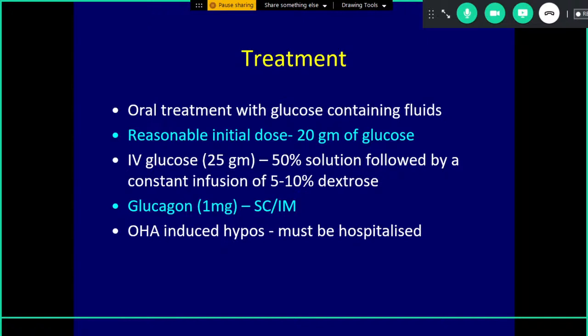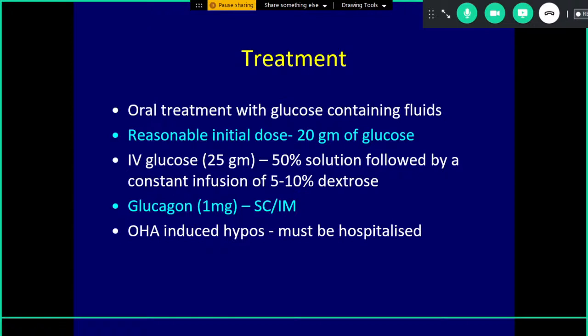A reasonable initial dose is 20 grams of glucose, but remember, especially on oral agents, because you're likely to have a continued effect, it's always useful to first give a fast absorbed carbohydrate like glucose and then give another carbohydrate to have a sustained effect. Because a fast absorbed carbohydrate like glucose will also tail off fast and they will go into another round of hypoglycemia. If they're in hospital, you can use a 50% solution, 25% solution. You can actually even give 10% dextrose. It doesn't really make a difference.